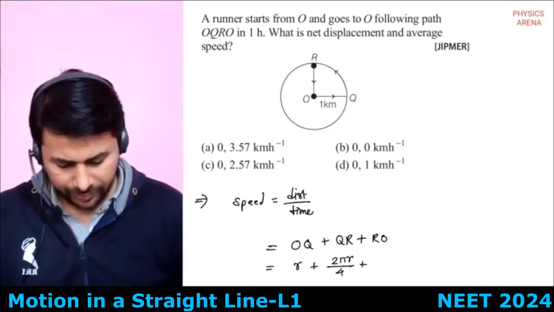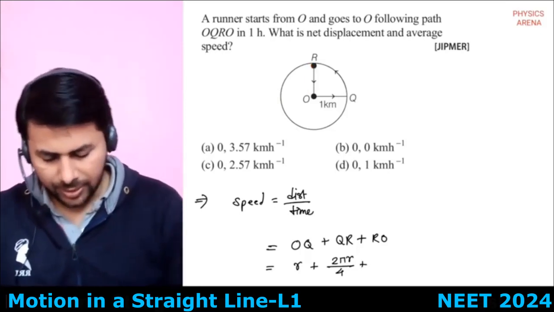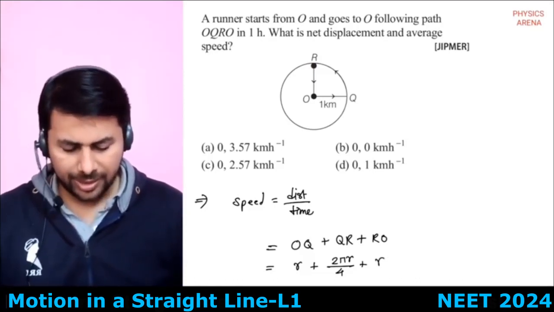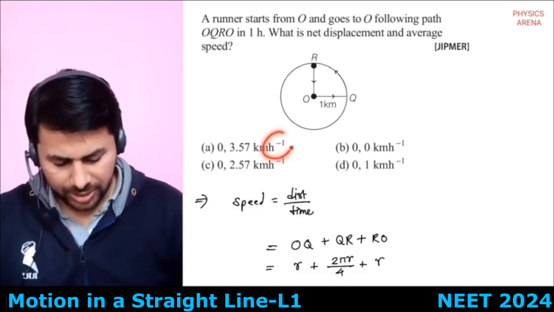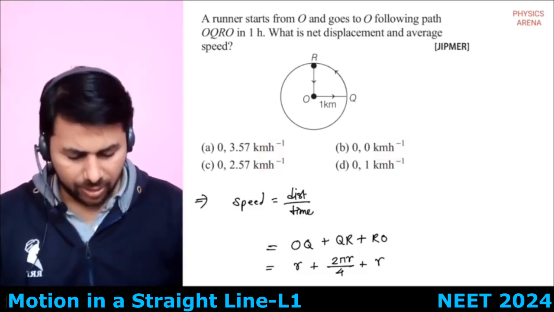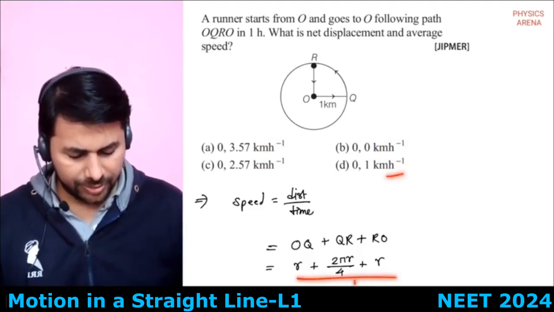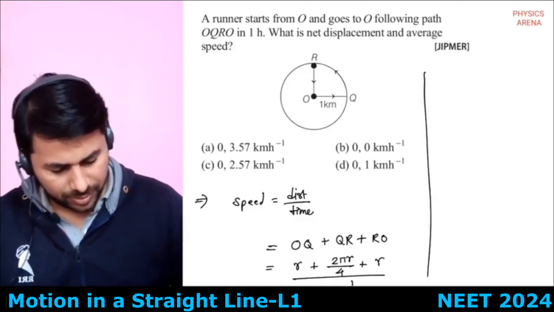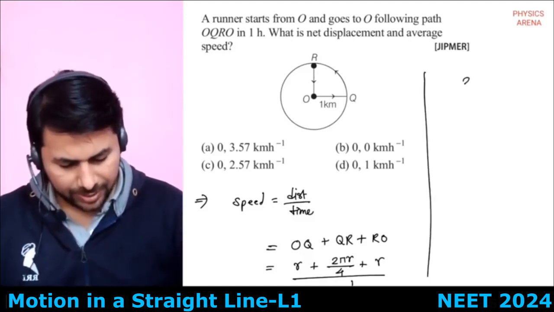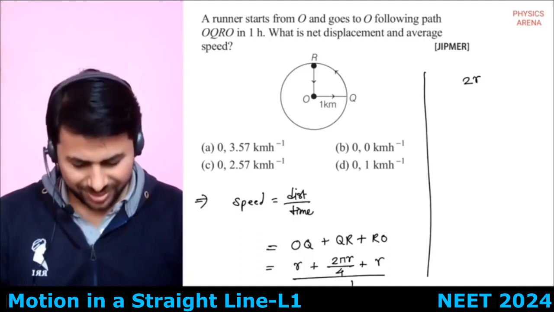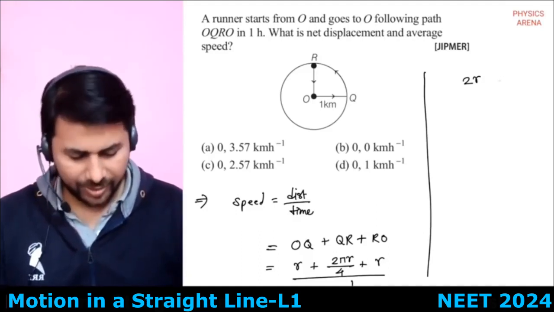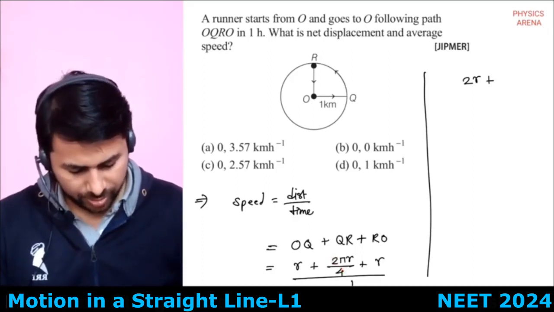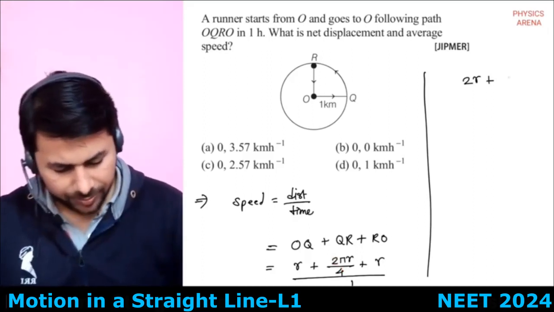Plus what is RO? So it is also equal to r, right? So this is distance covered divided by time, which is 1 hour, and because all the options are in kilometer per hour, we don't need to care about that. So it is equal to that divided by 1, right? So it will be r plus r. Yeah, you found out? It's option A. Let's check. 2r plus this will be 2 by 4, this is pi r upon 2.